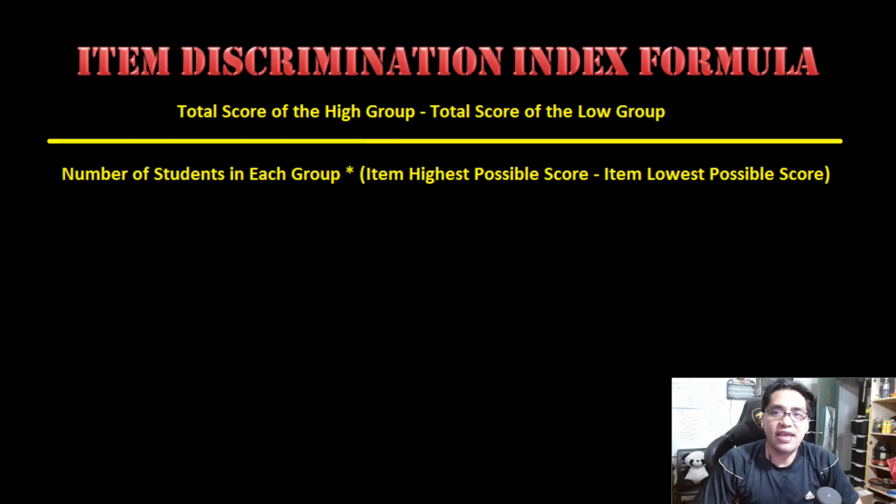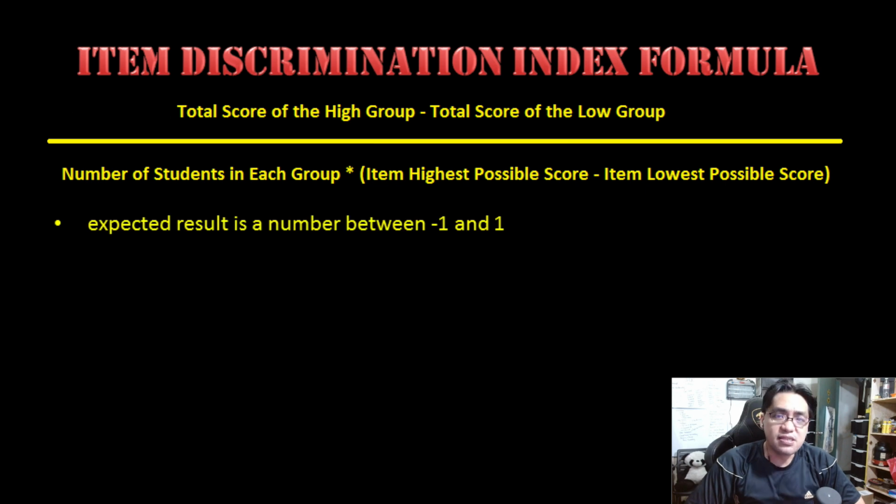The formula for the item discrimination index can be seen on the screen right now. The formula is the total score of the students in the high group minus the total score of the students in the low group, which will be divided by the number of students in one of the groups times the quantity of the highest possible score of the item minus the lowest possible score of the item. The result of this calculation is the item discrimination index, a number between -1 and 1.